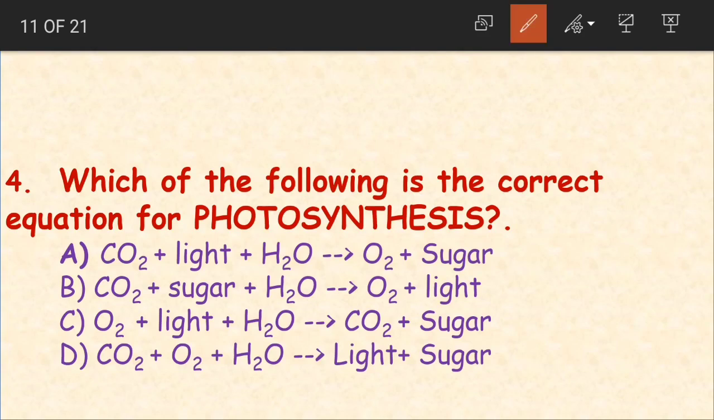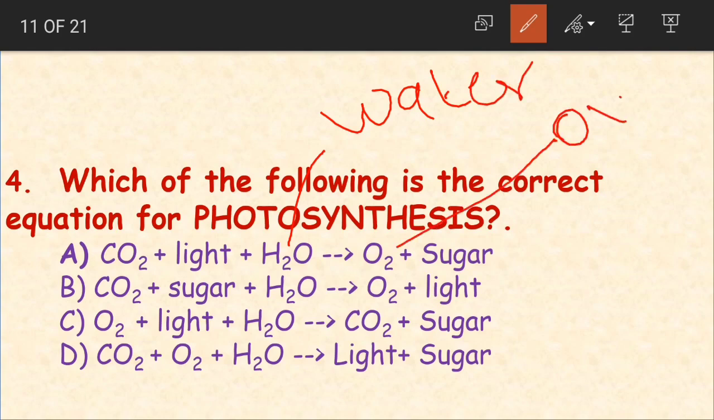Results in O2 plus sugar. O2 is nothing but what? Oxygen. Oxygen plus sugar. That is the first one. This is H2O, which is water. I'll just write here for your idea. O2 is oxygen.